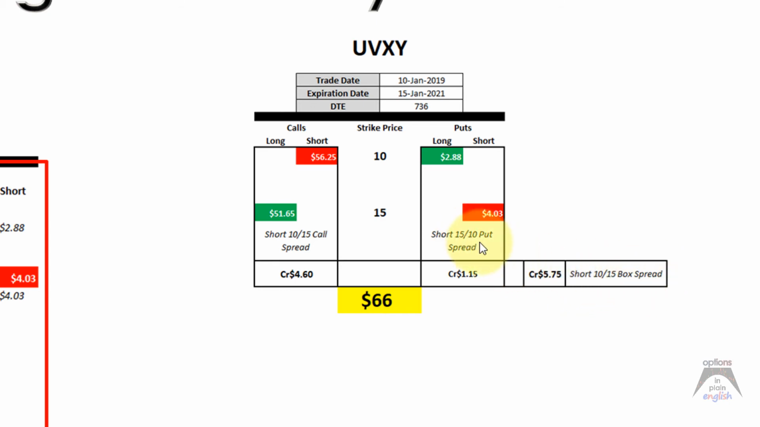So this is a short put spread trading at 115, and this is a short in-the-money 10-15 call spread. If time keeps passing and it expires, this thing is going to go all the way to $5. And if it expires right here, this whole credit is going to disappear because it's way out of the money. And that's what he was banking on to make his money.